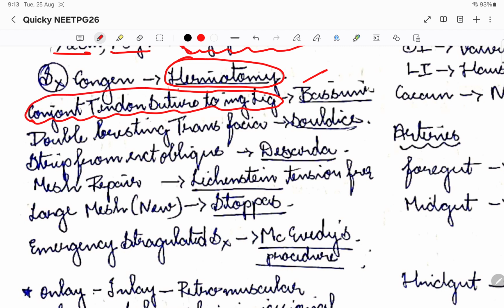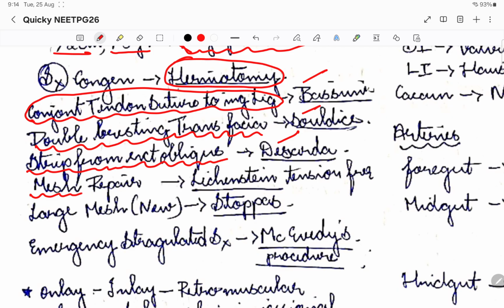So basically all this is about tightening and increasing the strength of the anterior abdominal muscles. In Bassini, we suture the conjoint tendon to the inguinal ligament, so that will strengthen the inguinal ligament and the weakened canal. Then coming to Shouldice surgery, we are going to be double breasting the transverse fascia. Then a strip from the external oblique muscle, this is the Desarda technique.